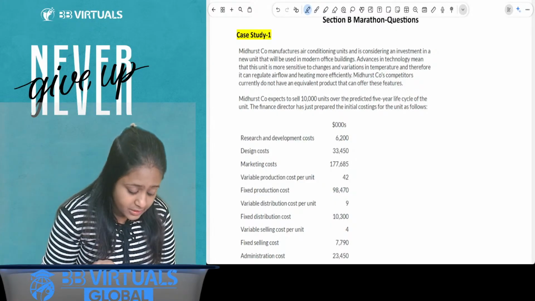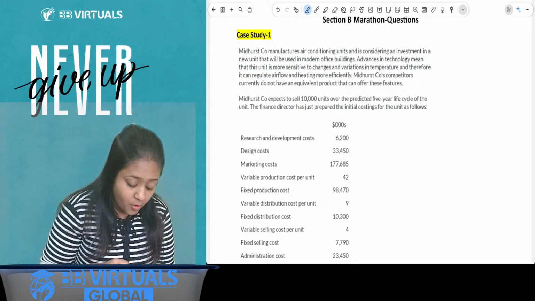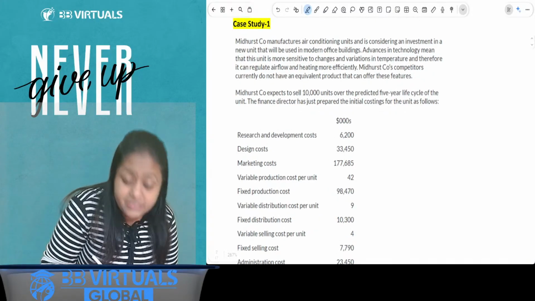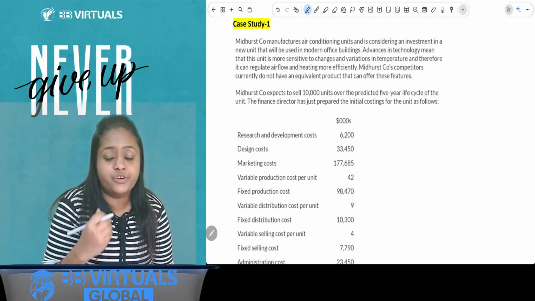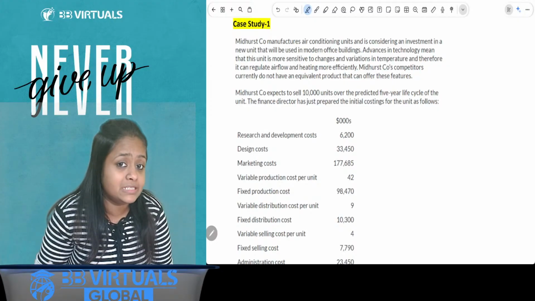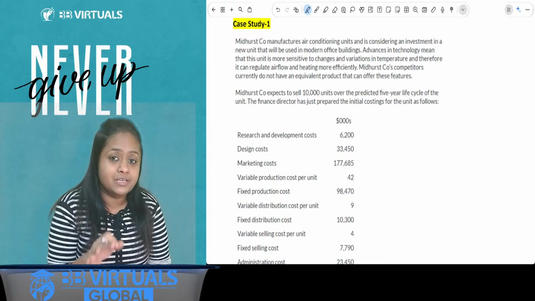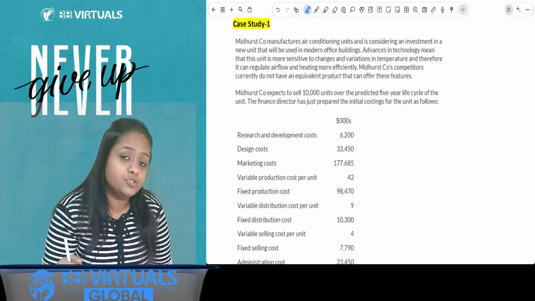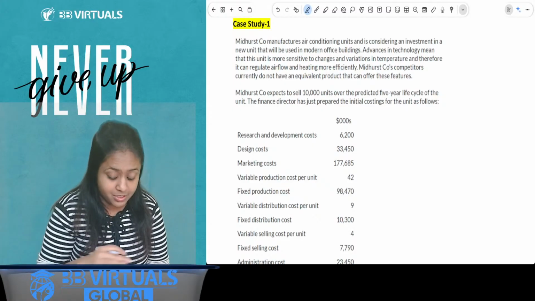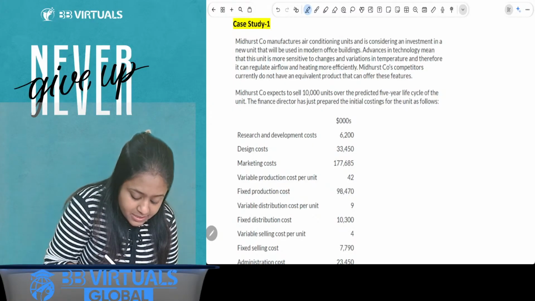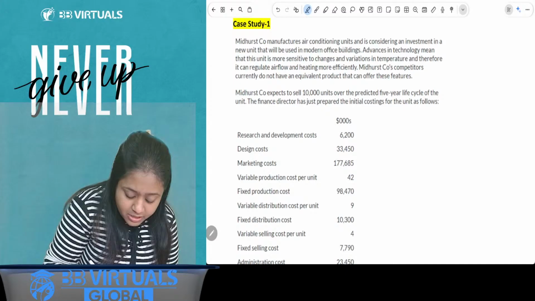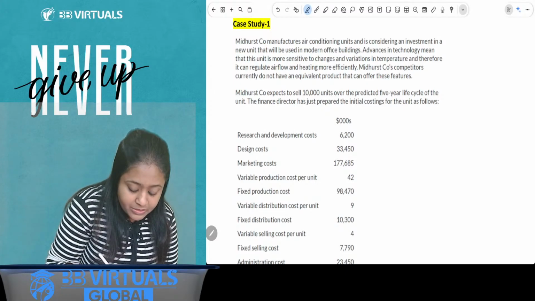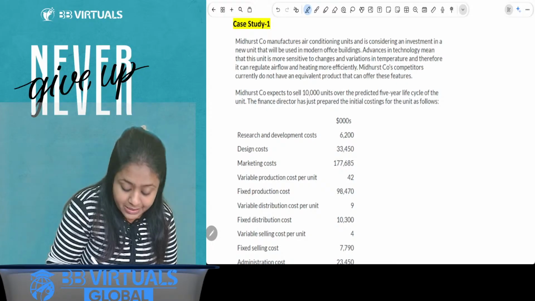Okay, this case study is of Midhurst Company, which is manufacturing. So let's start reading it. Now, first, before you start with any case study, in the exam, please understand that there's a technique to handle section B questions. So how you should be reading the questions is very essential. Let's start reading it. Midhurst Company manufactures air conditioning units and is considering an investment in a new unit that will be used in modern office buildings.